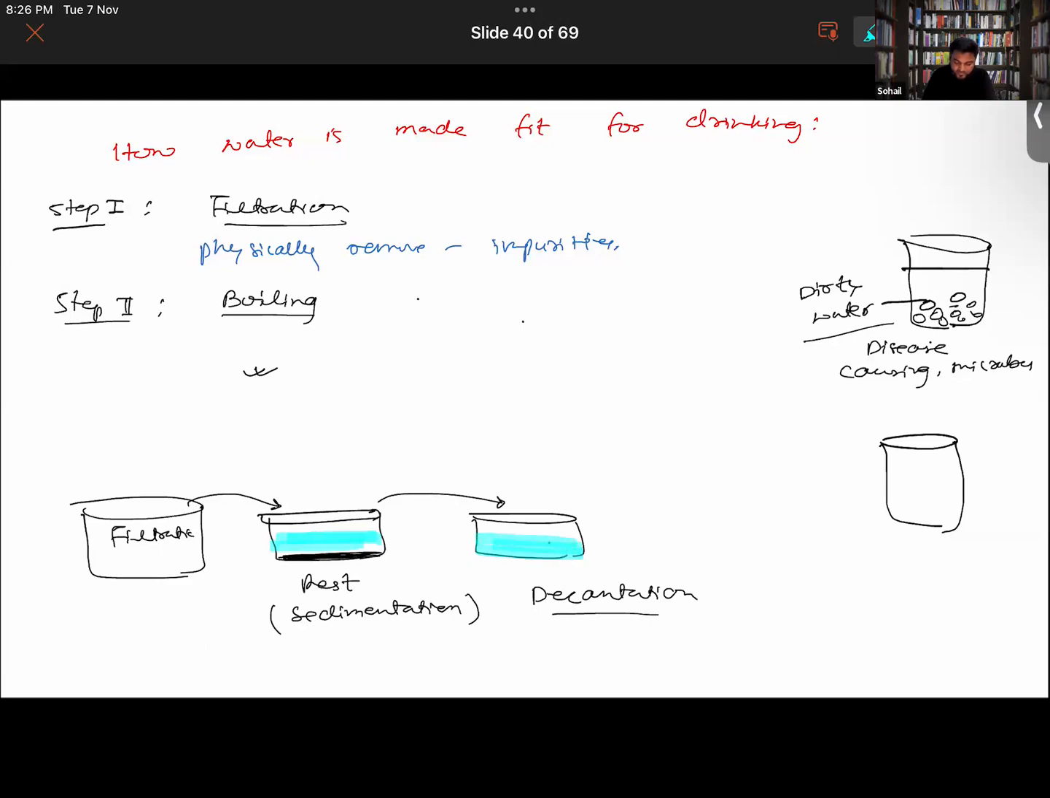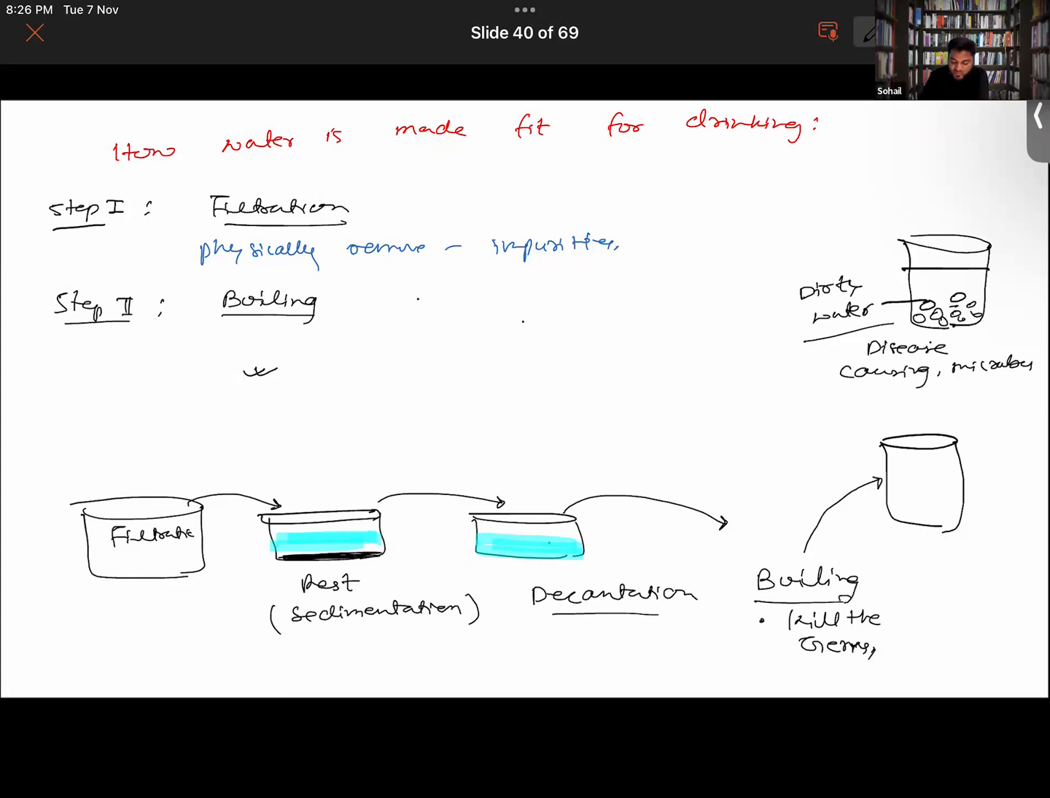Okay. Now, after decantation, we move on to the boiling process. So you will then be boiling the water. Boiling will do what? It will kill the germs in it. Pathogens, very good. Disease-causing microbes will be killed. Okay.